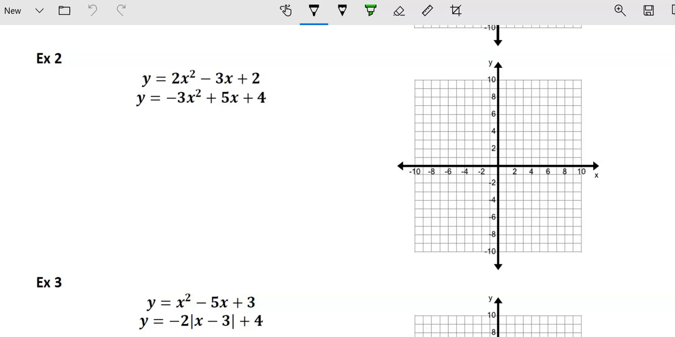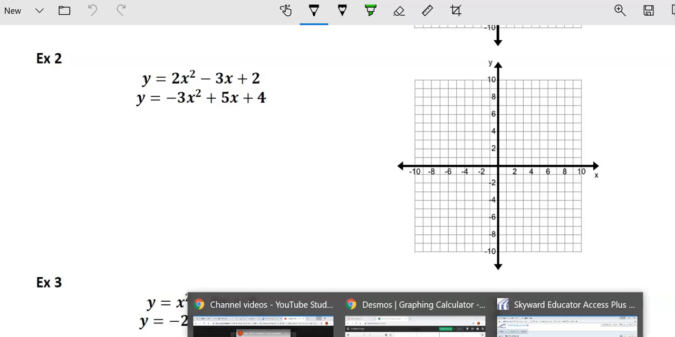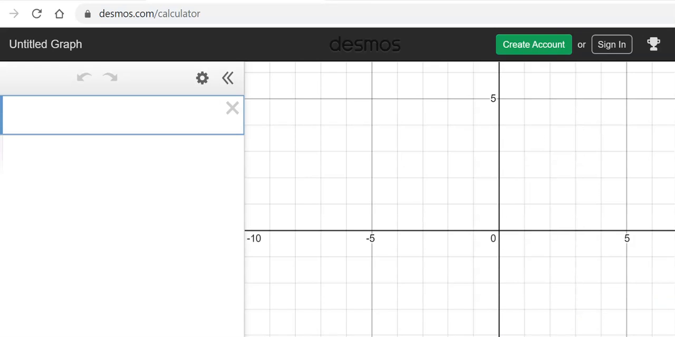So the first equation is y equals 2x squared minus 3x plus 2. And the second equation is y equals minus 3x squared plus 5x plus 4. And I switch back over to Desmos. And just like with the graphing calculator, I only put in the part that's to the right of the equal sign.